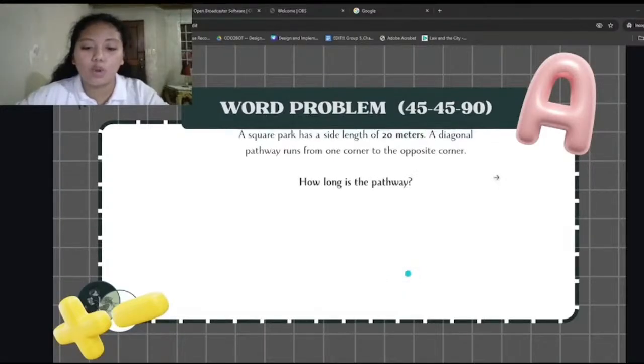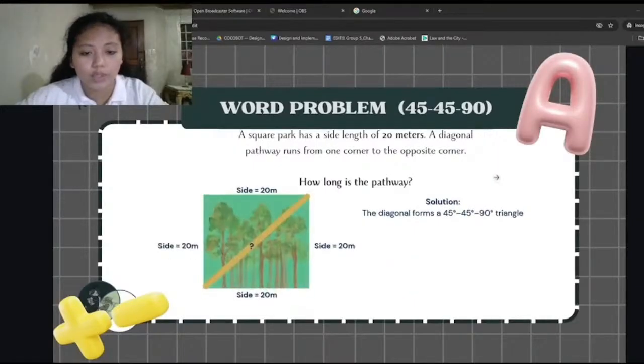Let's take what we know about 45-45-90 triangles and use it to solve a real-world problem. Let's check this out. We have a square park and each side is 20 meters long. When we draw a diagonal from one corner to the other, that diagonal splits the square into two identical triangles. What kind of triangles? Let's see.